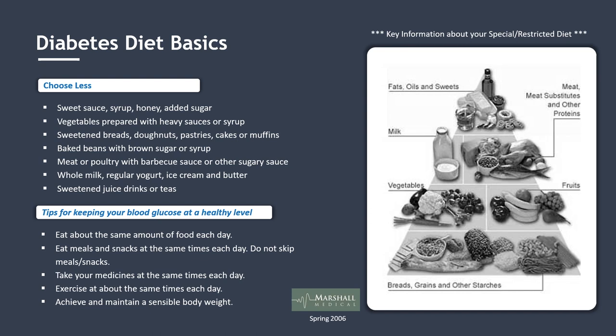Tips for keeping your blood glucose at a healthy level. Eat about the same amount of food each day. Eat meals and snacks at the same times each day. Do not skip meals or snacks. Take your medicines at the same time each day. Exercise at about the same times each day. Achieve and maintain a sensible body weight.